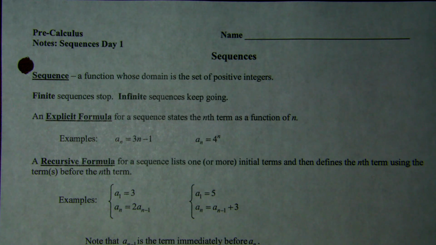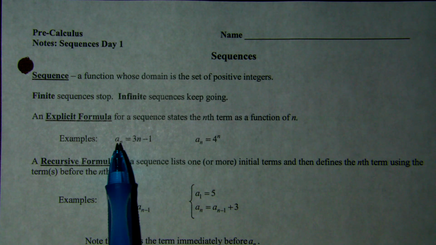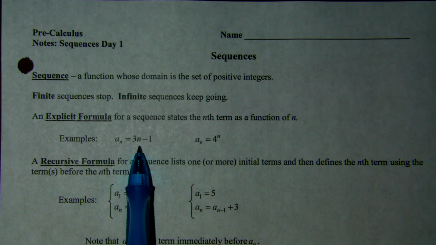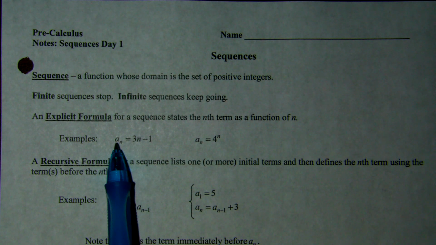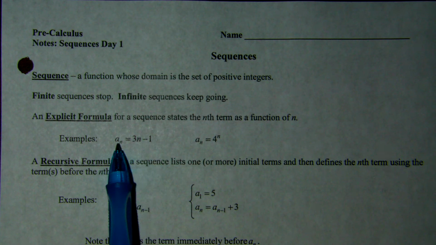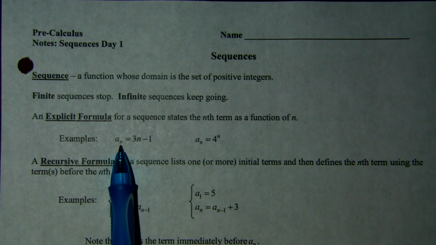There are two types of sequences. There is explicit sequence, and an explicit sequence tells you the relationship between your term, which we call a sub n, that's like the number we're finding, and the position. A sequence is a relationship between a position in a line, those positions are 1, 2, 3, 4, 5, 6, 7, 8, and a number, and that number is in that position. Explicit formulas tell you the relationship between the position and the term.